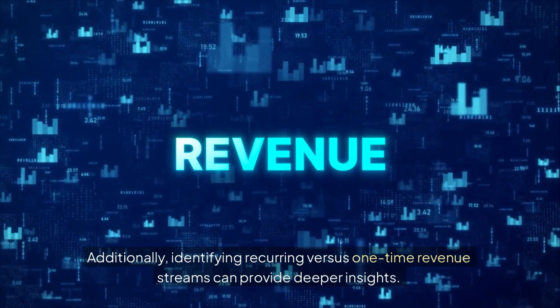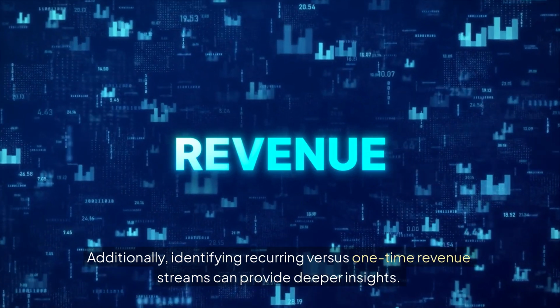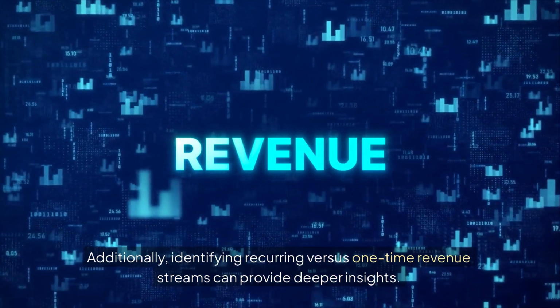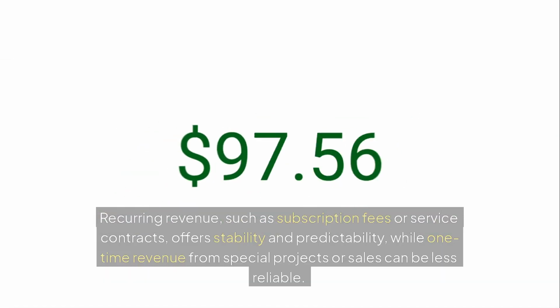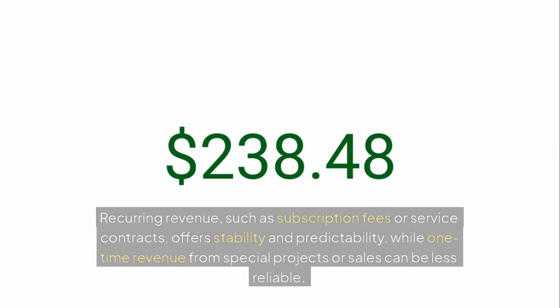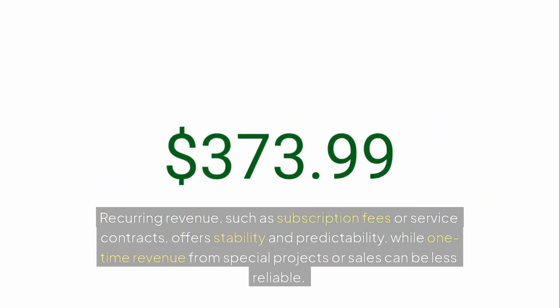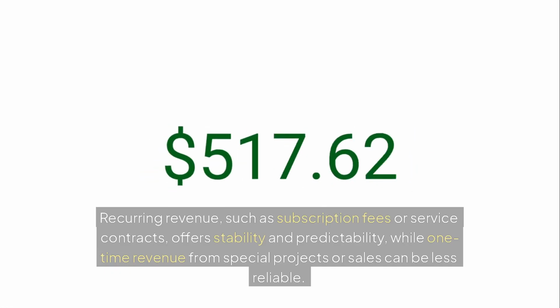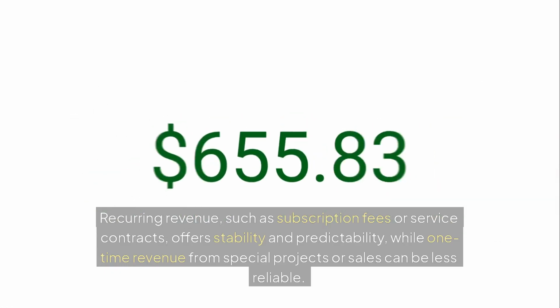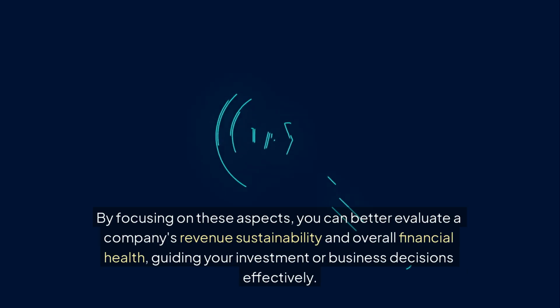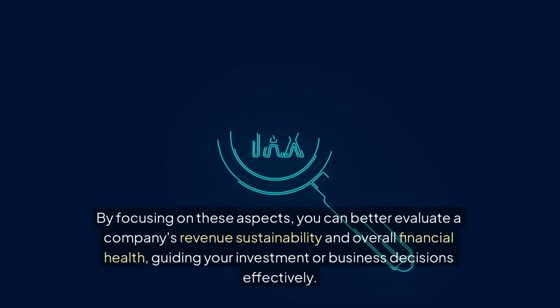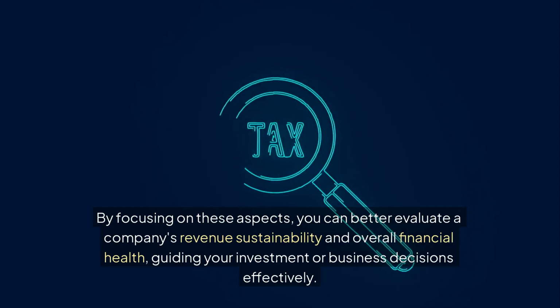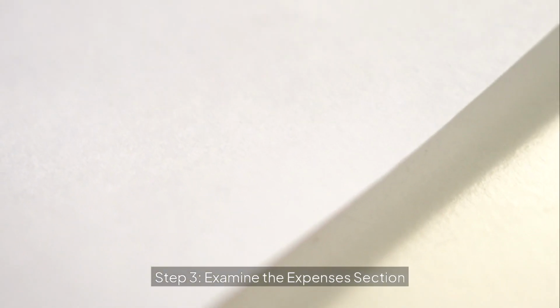Additionally, identifying recurring versus one-time revenue streams can provide deeper insights. Recurring revenue, such as subscription fees or service contracts, offers stability and predictability, while one-time revenue from special projects or sales can be less reliable. By focusing on these aspects, you can better evaluate a company's revenue sustainability and overall financial health, guiding your investment or business decisions effectively.